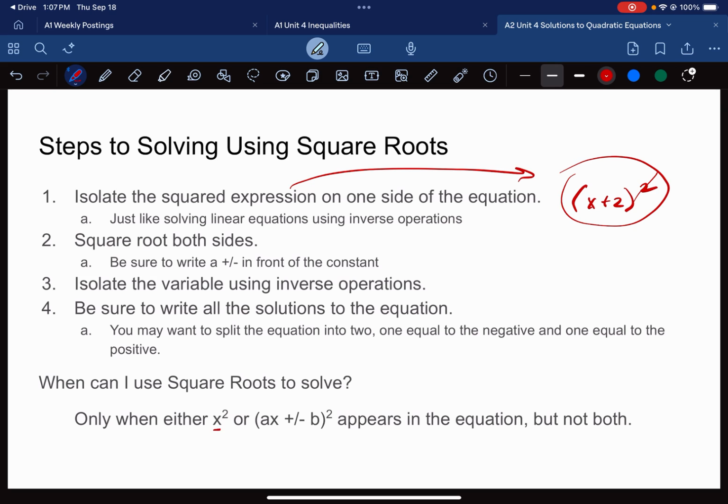So when is it good to use the square root method to solve? Well, when you have just x squared without x, so no linear term, or you have an expression being squared, some value a times x plus or minus a value of b, and then that quantity is being squared. So we don't multiply that out, we end up taking the square root to get rid of that square there, okay?